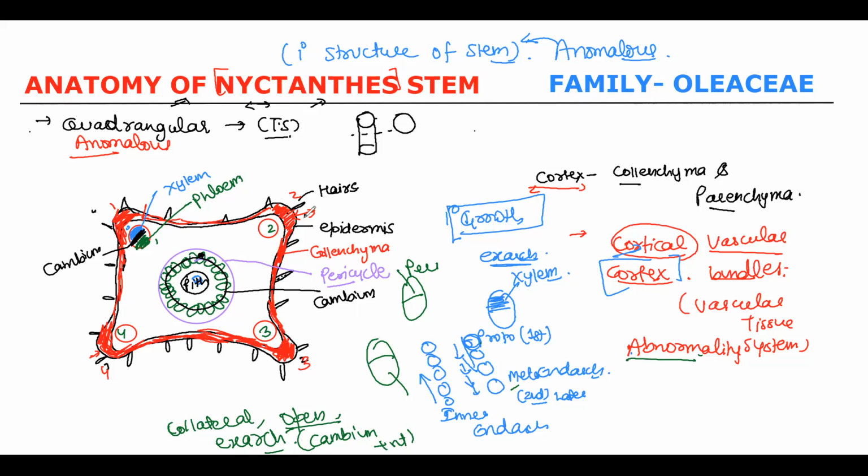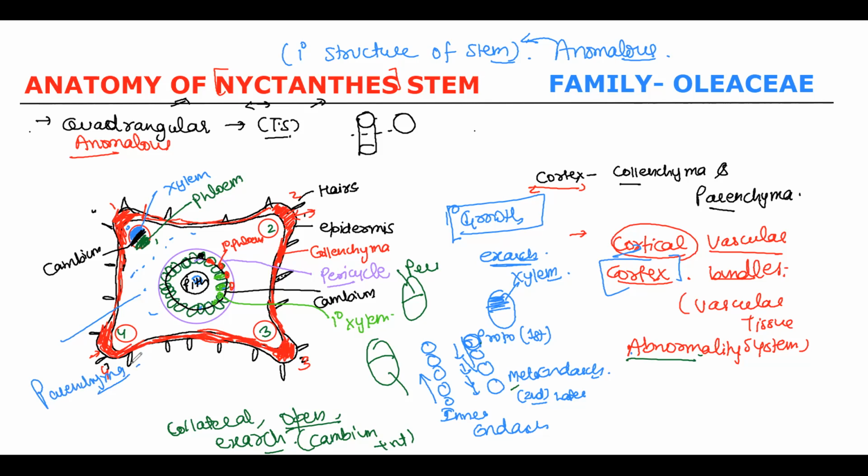Upper to the cambium, this red region is the primary phloem of the normal vascular bundle. Below the cambium, this green region, in every bundle, this is the primary xylem. And the remaining portion is the cortex parenchyma that we are talking about. This complete region is the cortex parenchyma.